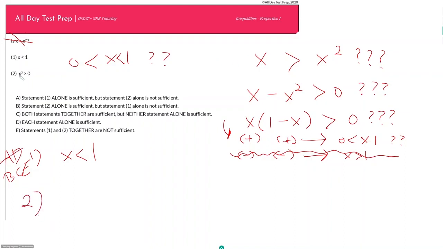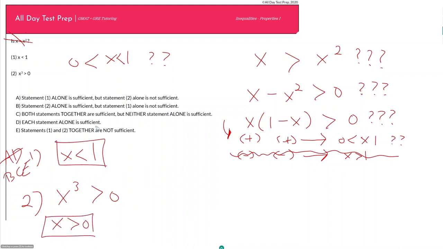That's a good thing. Statement 2 tells us x cubed is greater than 0. So here we just need to know the properties of our even and odd exponents. We have an odd exponent here, 3, which means that the value of our overall exponent should retain the sign of the base. Because when you have an odd exponent, the overall value retains the sign of the base. And so in this case, if x cubed is greater than 0, that means x must be greater than 0.